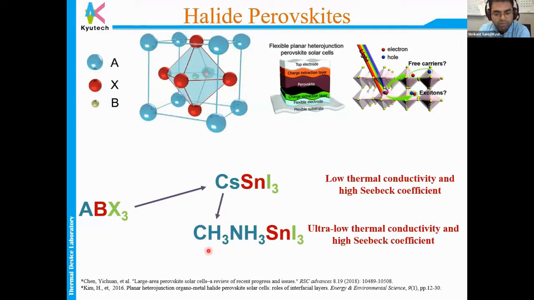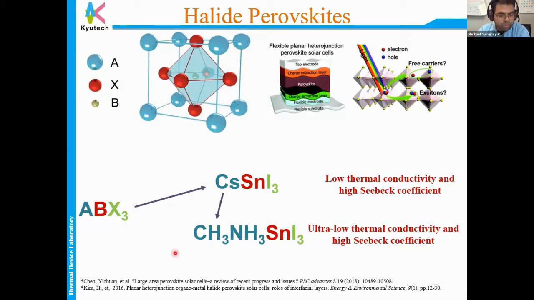So in this case, you have a hybrid system which has a part organic and part inorganic as well. This cation especially shows the rattling motion, which helps in enhancing the phonon scattering, and with the phonon scattering you get a lower thermal conductivity. So that is the core of this work and this material.